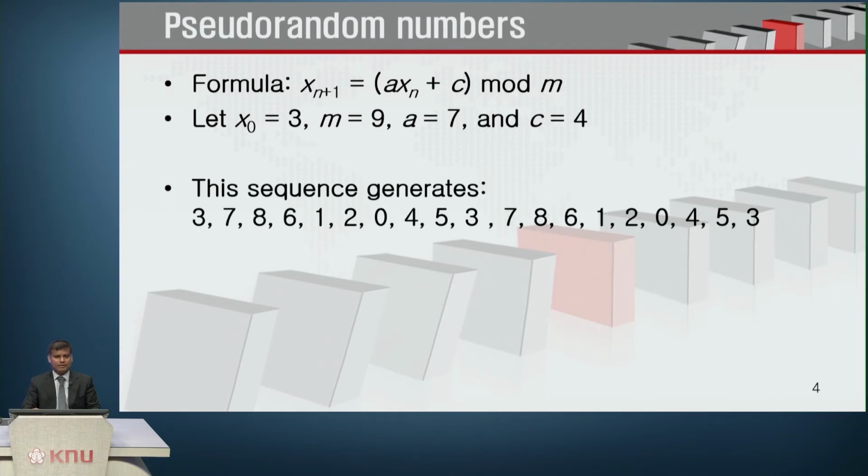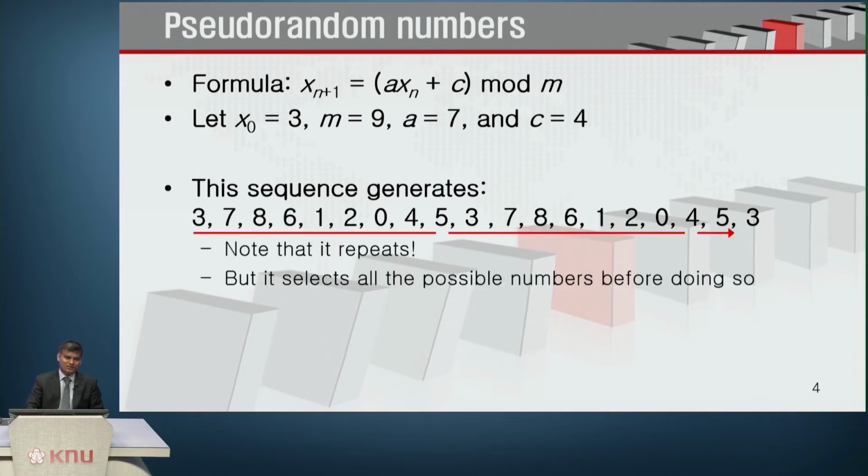Let's see. So you got the sequence generated here: 3 7 8 6 1 2 0 4 5 3 7 8 6 1 2 0 4 5 5 3. As you see this sequence, did you note that the sequence repeats?